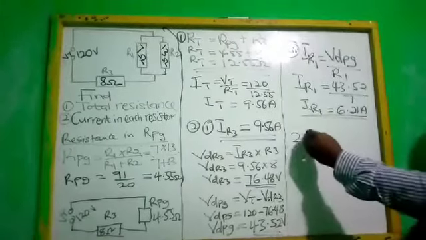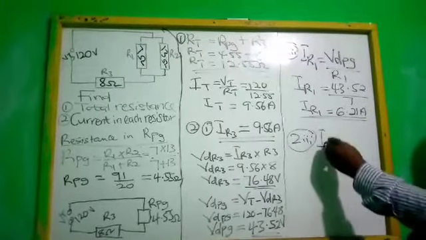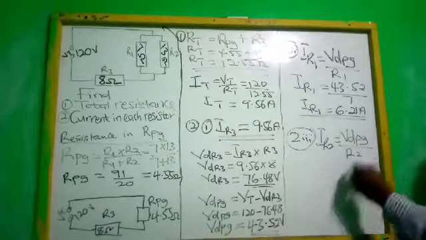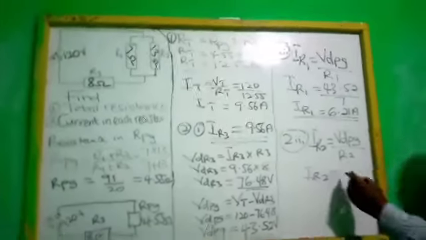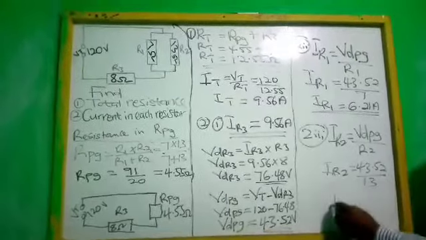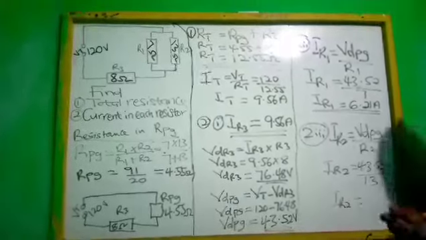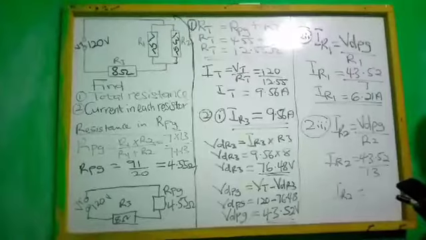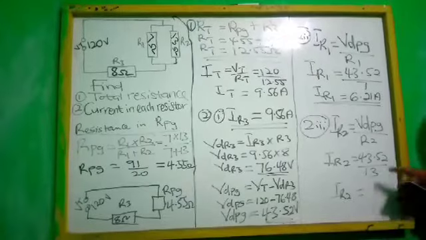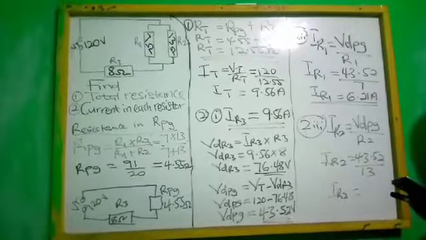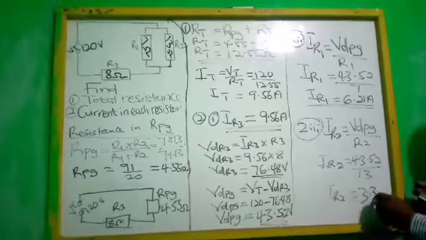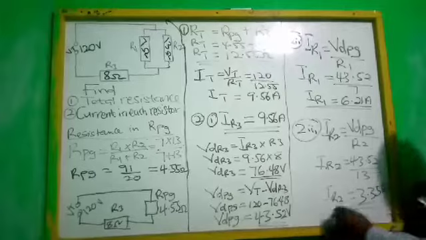So let's find the current in R2. Current in R2 is equal to the voltage drop in the parallel group over R2. That is 43.52 over 13. 43.52 divided by 13, we have our answer as 3.35 amps.